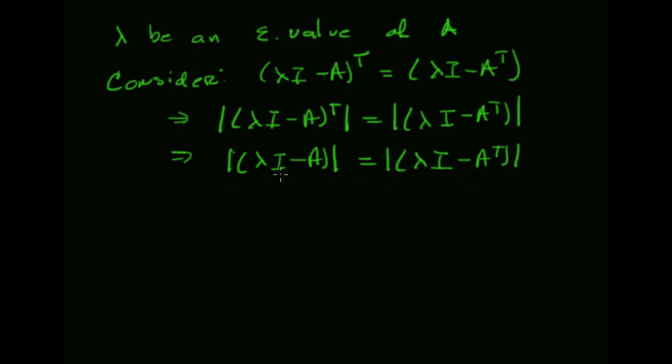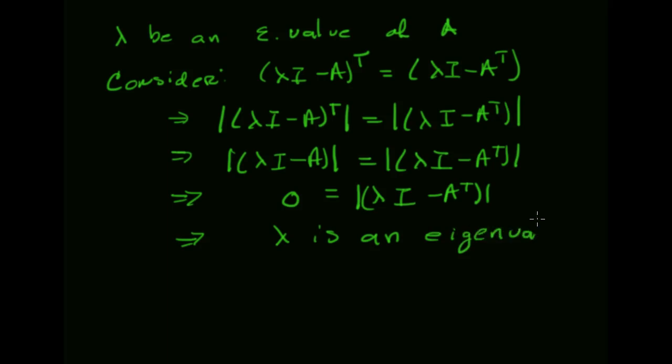At this point you have it, because this has to be 0 if lambda is an eigenvalue, which means that this also has to be 0, which means that lambda is an eigenvalue of A transpose. So A and A transpose have to have the same eigenvalues. You can work this the other way, just start with A transpose and you're going to end up in the same place. So that makes it work both ways.